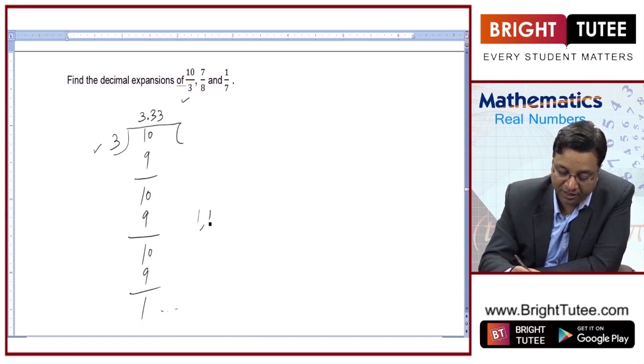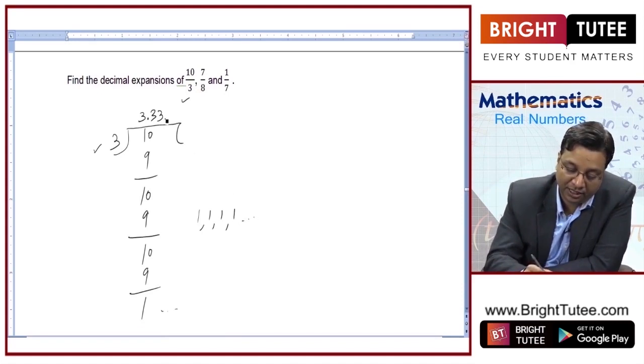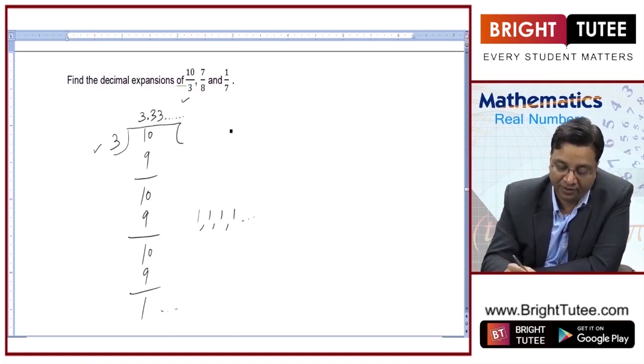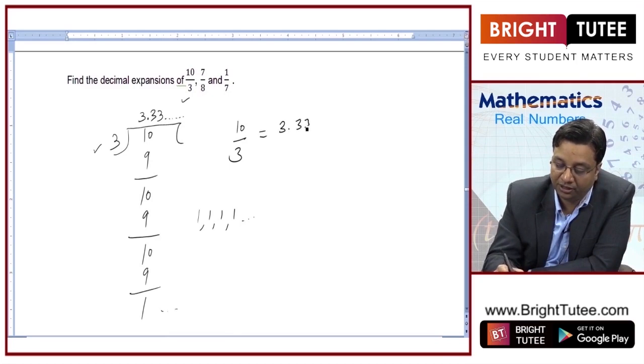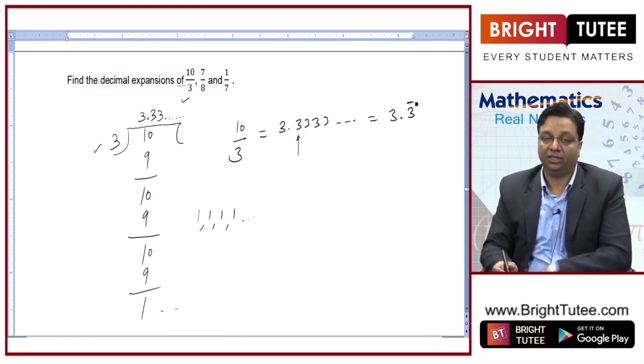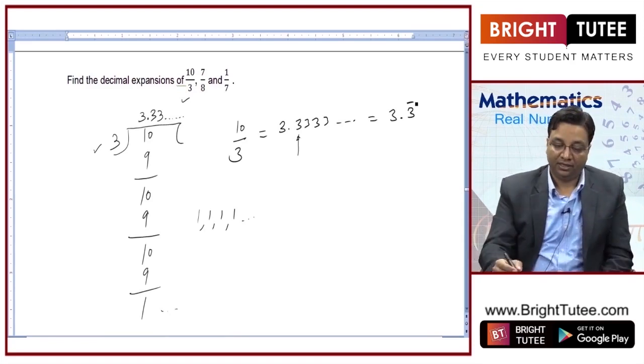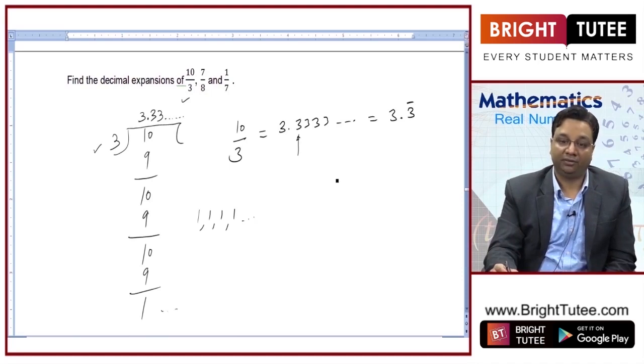So I am getting 1 as my remainder after every step, and this will keep on going like this, 3.33333. So 10 by 3 will have a decimal expansion of 3.33333 and so on, or you can write it as 3.3. The repeating block is only this number, so I will put a bar on it. So 3.3 bar. This is the decimal expansion of 10 by 3.